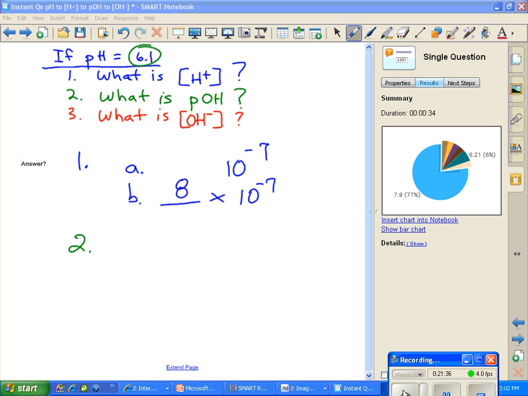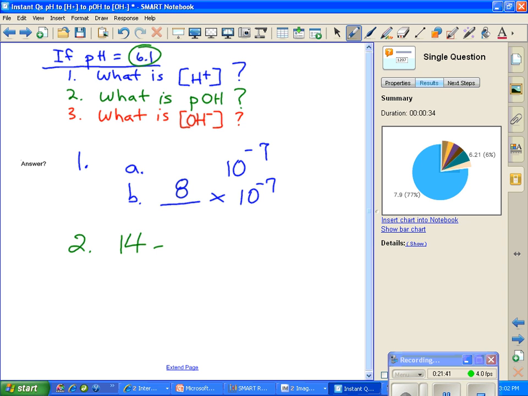Okay, for this one, what is the number we start with? 14, yes. 14 minus 6.1, sure. So, and the number that we get is? 7.9. Yes, it's 7.9.